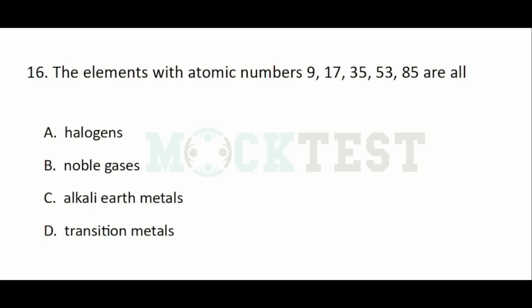The elements with atomic numbers 9, 17, 35, 53 and 85 are: option A, halogens; option B, noble gases; option C, alkaline earth metals; option D, transition metals. The elements with atomic numbers 9, 17, 35, 53, 85 are all halogens.